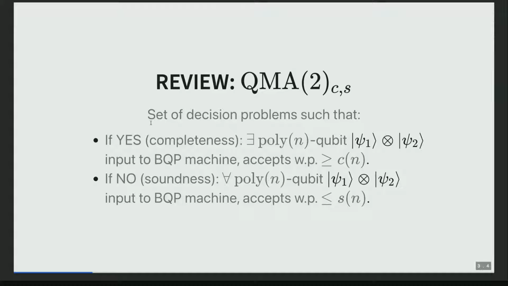So a QMA2 protocol might actually get broken if you were allowed to send quantum proofs that were entangled. And so this promised symmetric restriction actually makes the class much trickier to study. And I'll explain how that motivates this.